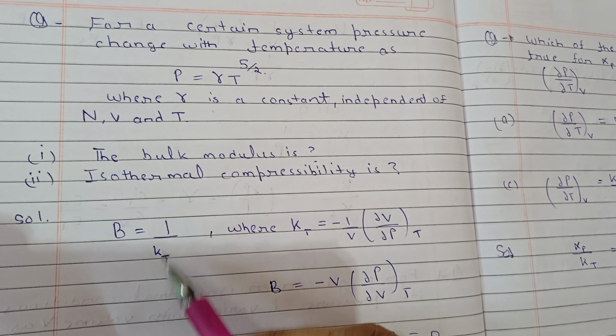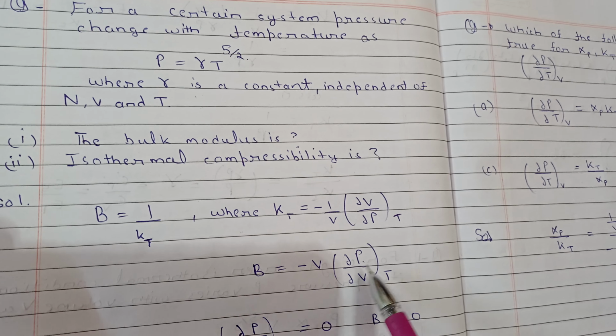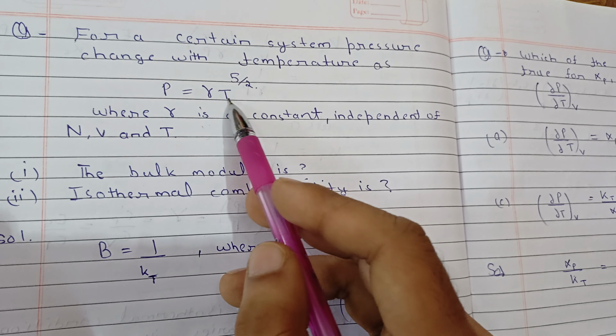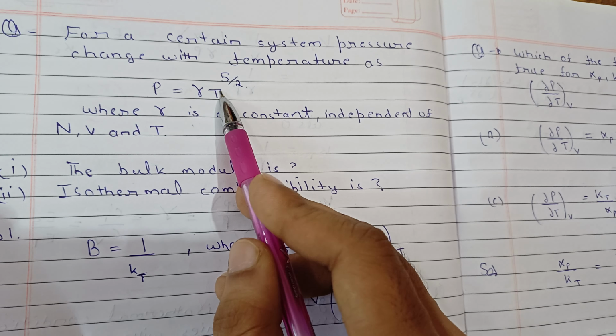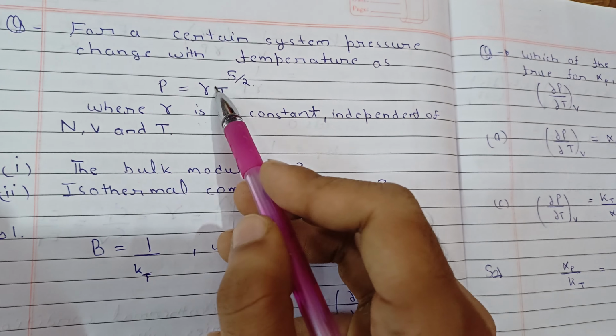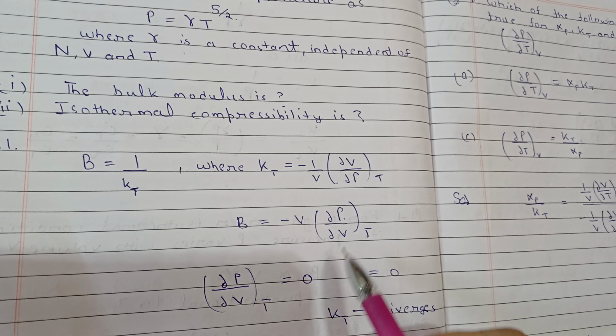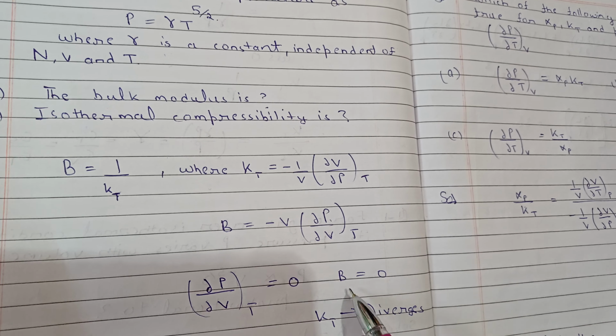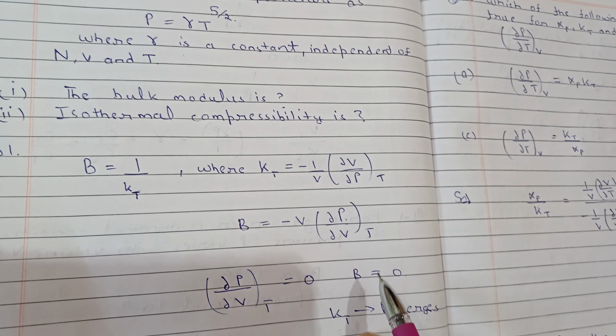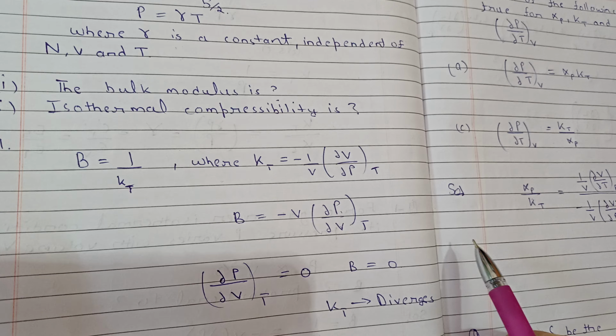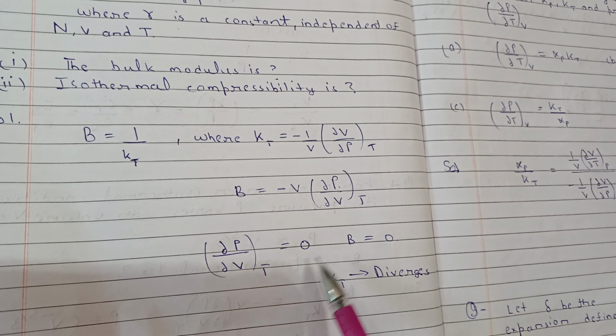So see, this bulk modulus is 1 upon Kt, that's why we are getting this formula for the B, and P is depending on the temperature only, and T is constant here. So when this is constant, this complete value is constant, so del P over del V will be 0, and del P over del V being 0 means bulk modulus will be 0, and here isothermal compressibility will be 1 upon 0, so that will diverge, means tends to infinity. So this will be your answer for this.